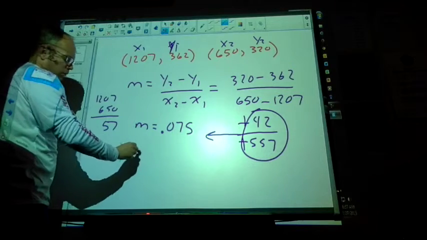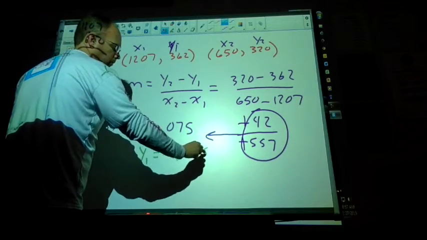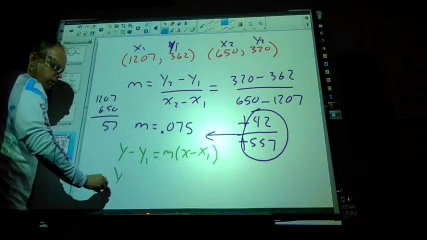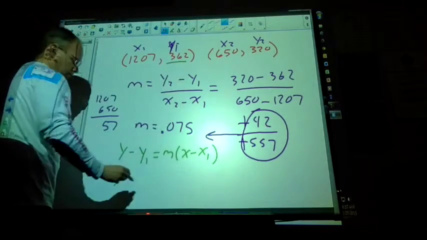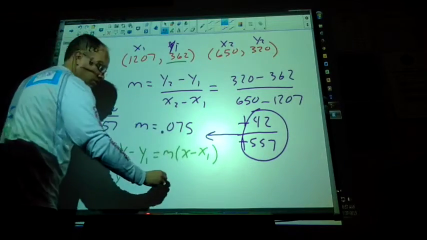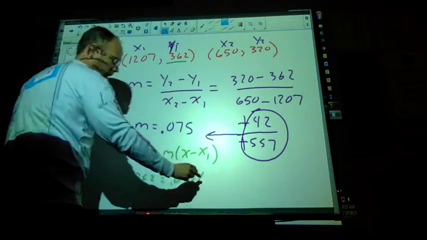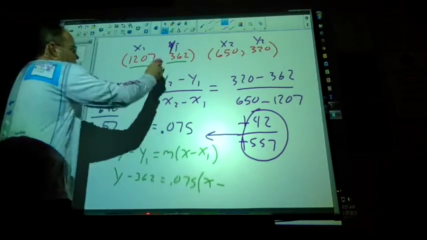So then if I wanted to find the line of best fit, I'm going to go y minus y1. This is the point-slope equation, if you remember that. My y stays as is. My y1 is that. My slope we found is this. My x stays as is. My x1 is this.